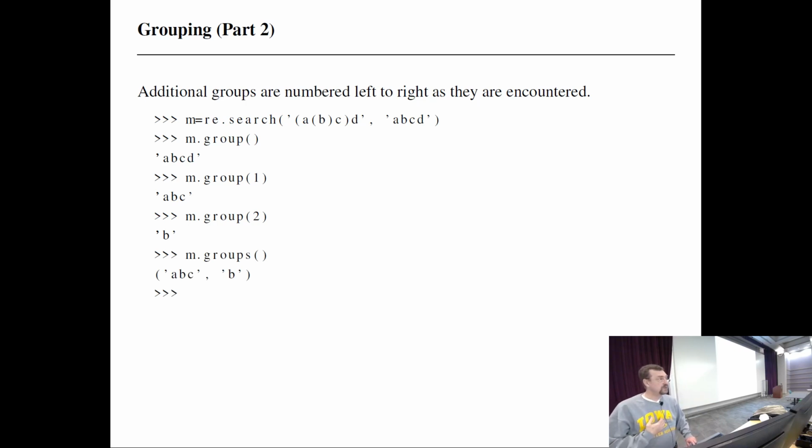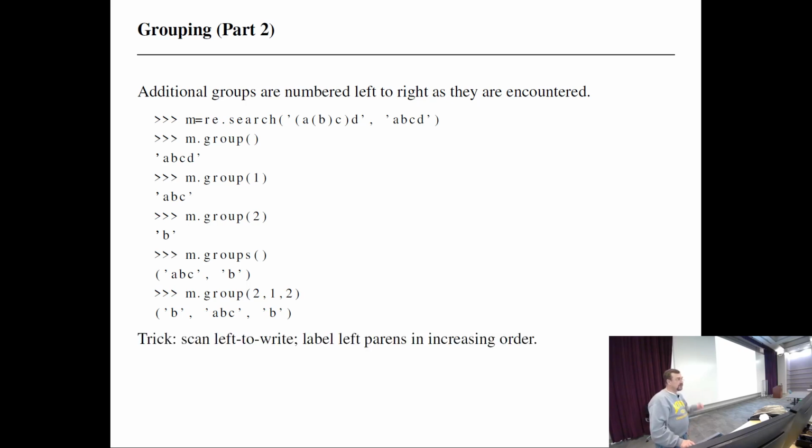If I ask for all the groups, I'll get a tuple of the groups that were found, the subpatterns that were found in the regular expression match. I can even say, give me a pattern of subgroups, 2, 1, 2, and I'll get all of them back repeated if necessary. So the trick to remember is to get those numbers, scan left to right and label the left parentheses in increasing order to get the match. And we start here at 1 because group 0 is the same as the group without the argument. So the default argument for m.group is to give it a 0, which says give me the whole match.